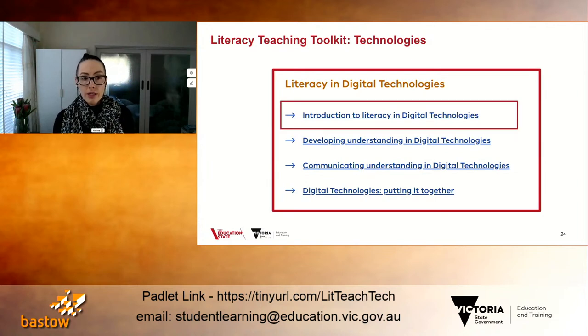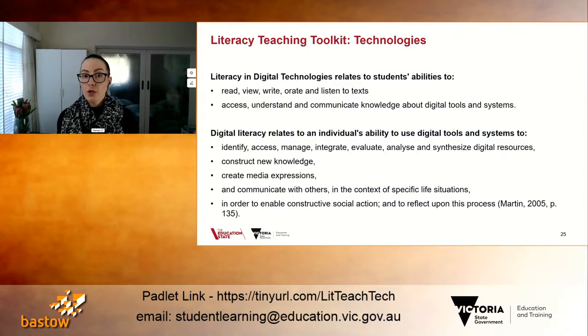All right. So in the introduction to literacy in digital technologies, the first thing they do on this page is define the difference between literacy in digital technologies and digital literacy. I think it's a good idea that they've defined it, because often people think they're the same thing. So literacy in digital technologies, I think of this as the reading and the writing that you need to be able to do to engage in the content.